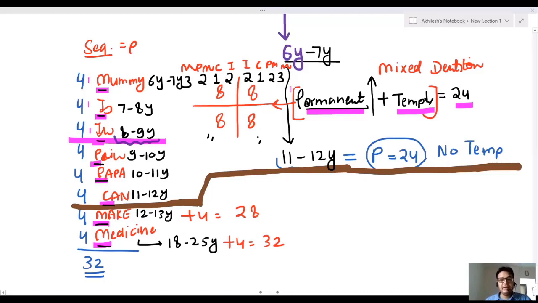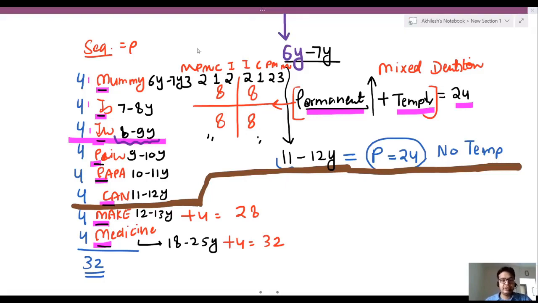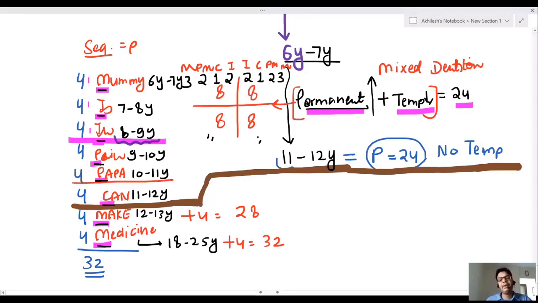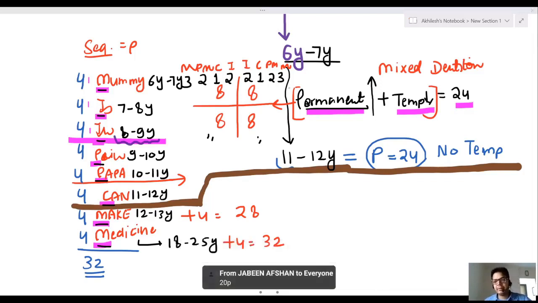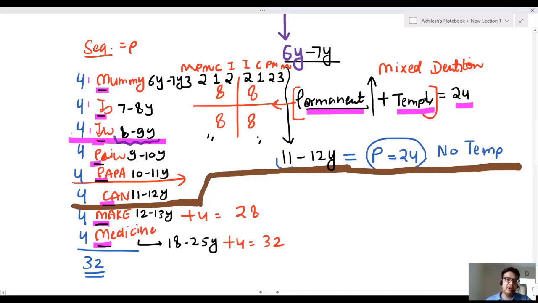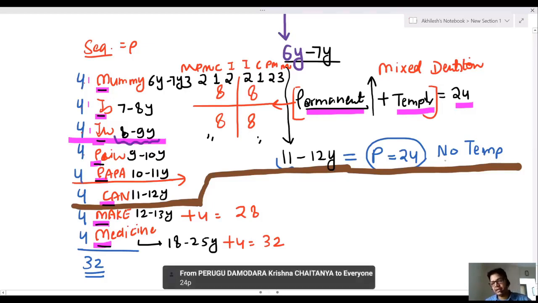Now tell me, anyone: at 10 to 11 years of age, how many permanent and how many temporary teeth do we have? Yes, Damodar, it's very simple. 20 will be permanent and temporary will be 4. Now at 11 to 12, how many permanent? 6 into 4, it is 24 permanent. Automatically, it is 0 temporary.